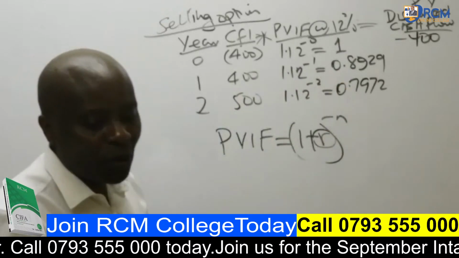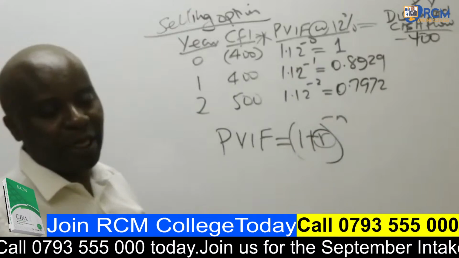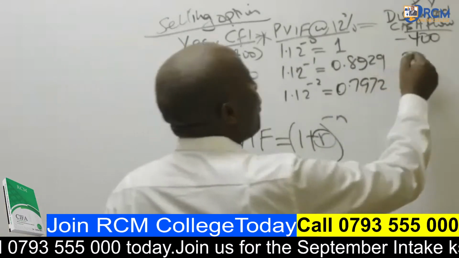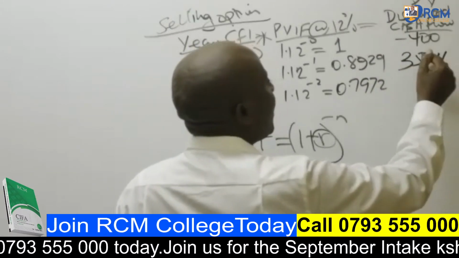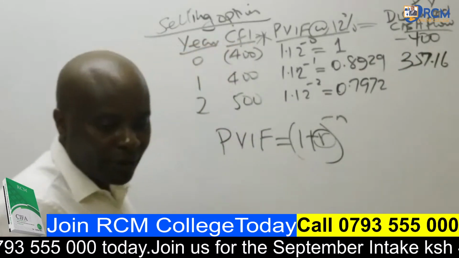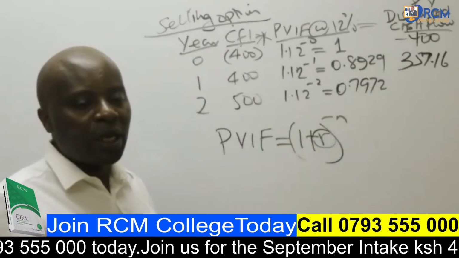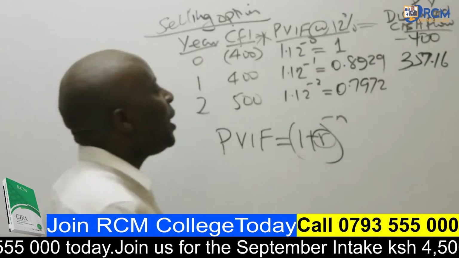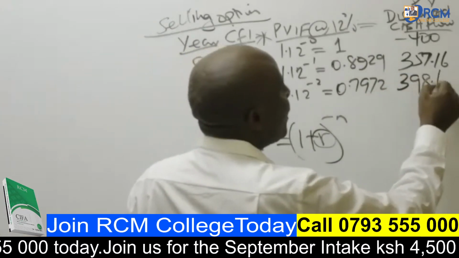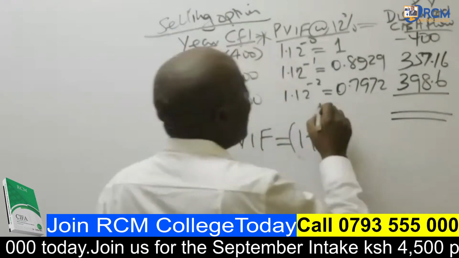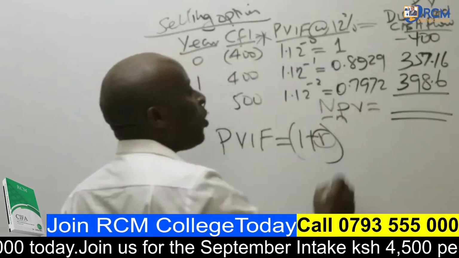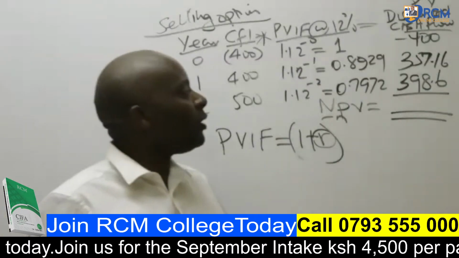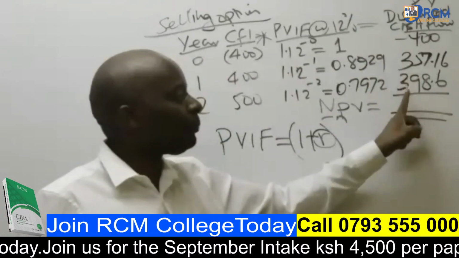People are giving me different figures, you see now. 357.16. Thank you very much. You guys are great. The last one will be 500 times 0.79, which gives me 398.6. I'll add the 3, and whatever I get will be called the net present value. So you take this plus this plus this.